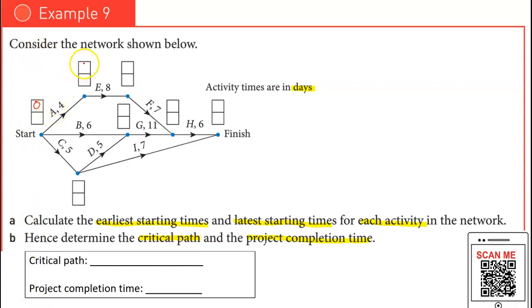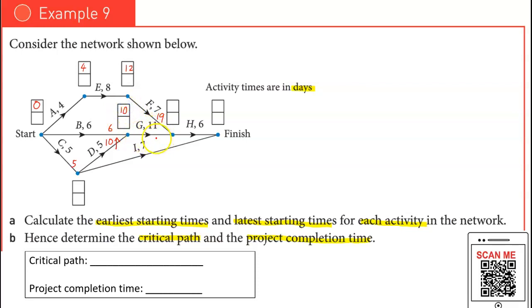So 0 plus 4 is 4, 4 plus 8 is 12, 12 plus 7 is 19. Why do I write it outside? Because you have more than one path here. You need to compare. Because for EST, you need to find the largest value. So 0 plus 6 is 6. Again, same thing, more than one path. 0 plus 5 is 5. 5 plus 5 is 10. So between 6 and 10, I'll go for the highest value for EST. So I write the 10 here.